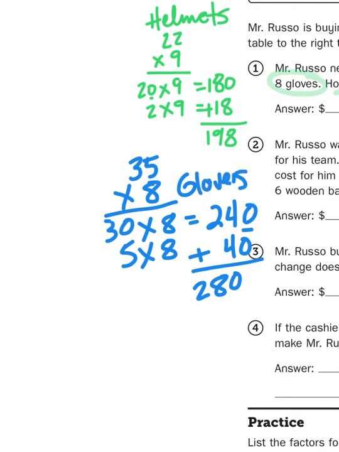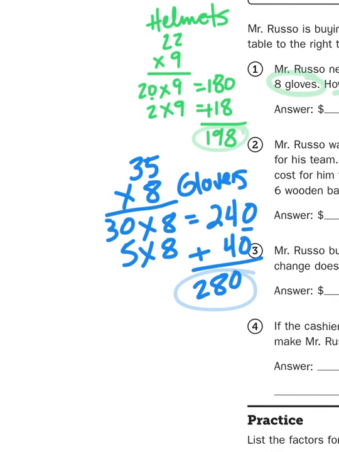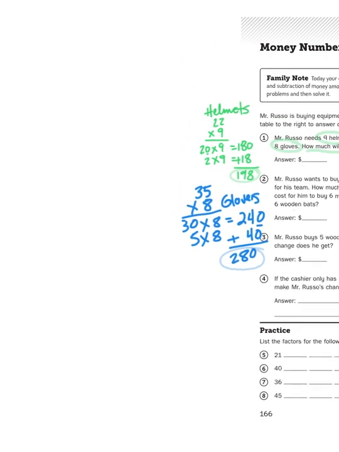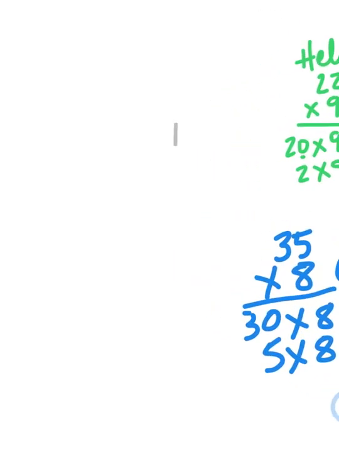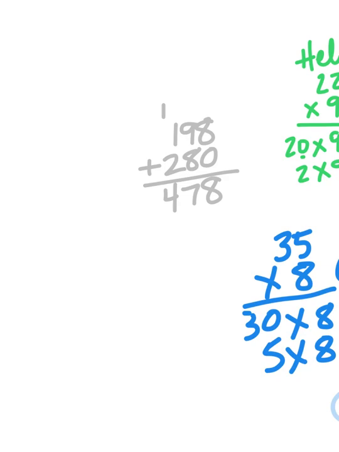So now what I have to do is take my 2 totals, my 280 and my 198, and add those 2 together. So 198 plus 280 is going to give me a grand total of $478.